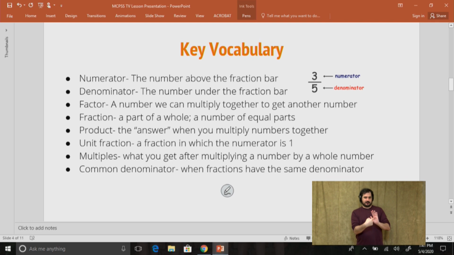A unit fraction is a fraction in which the numerator is 1, so that means this number right here would be a 1. That's called a unit fraction. Multiples are what you get after multiplying a number by another whole number. And then a common denominator is when a fraction and another fraction have the same denominator.